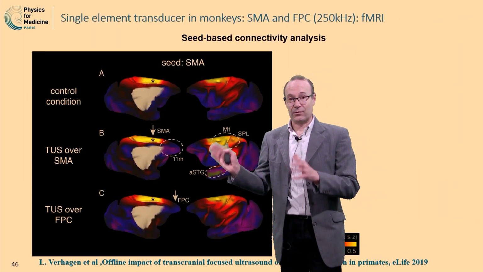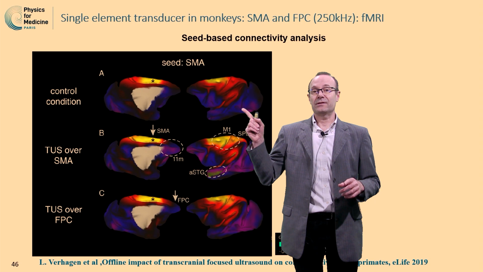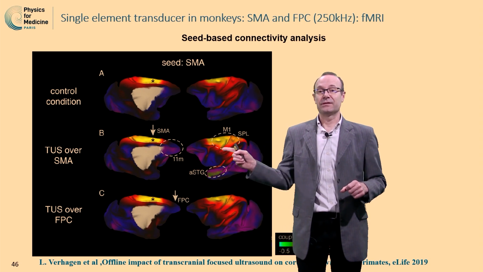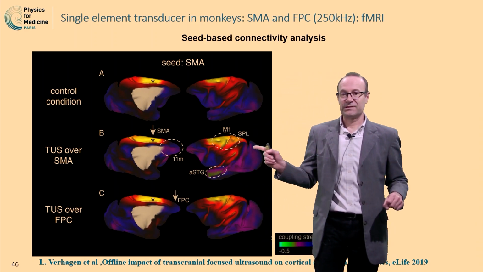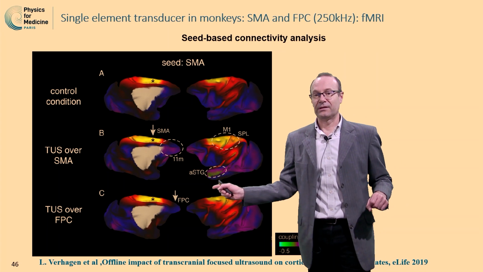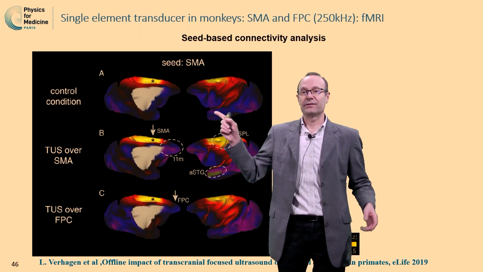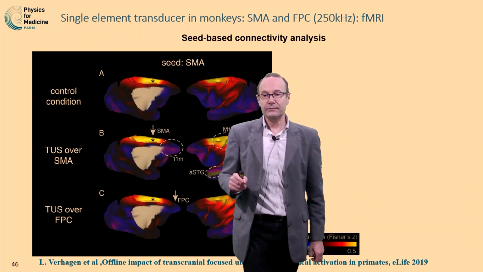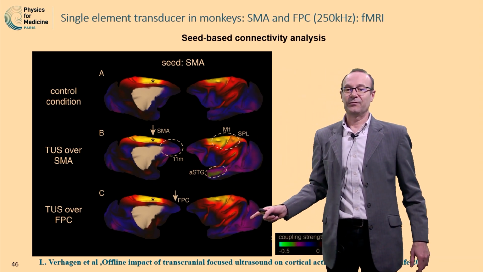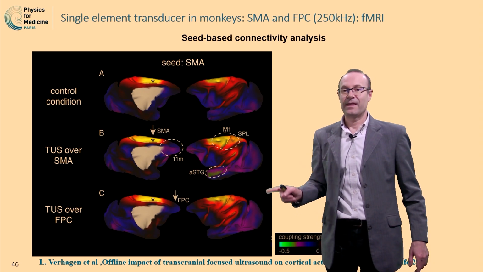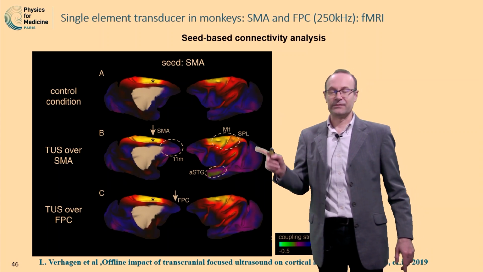And this is an example with MRI. So we measure the activity of the animal when there was either no ultrasound on top, or when we were stimulating here a supplementary motor area, the SMA, or when we were stimulating the frontopolar cortex here, the FPC. And you see that when we look at the connectivity and we implant a seed in the SMA, when we sonicate the ultrasound over the FPC, there's not much difference. But when we stimulate the SMA, we see here that there is a change in connectivity.